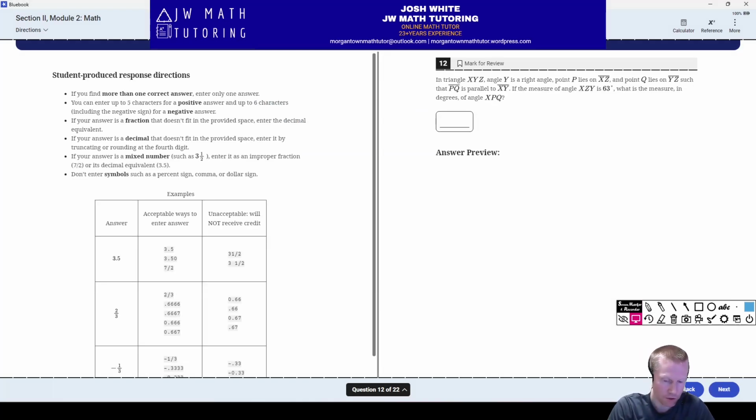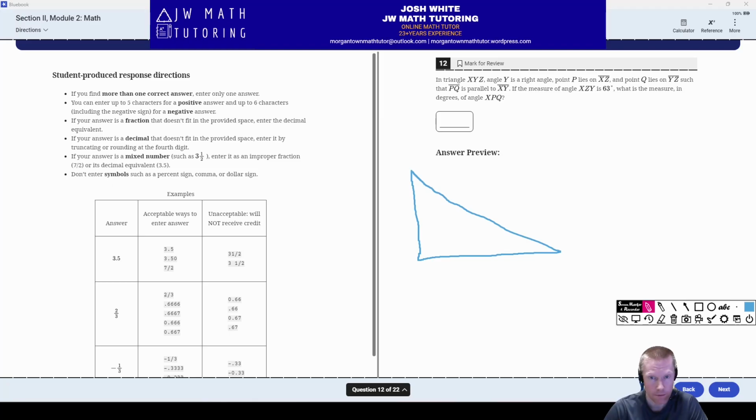Next up, we have question number 12, a triangle problem. So you have a right triangle. Maybe it looks something like this. And I labeled with y here and x down here. The reason is because I think it's a little easier to understand if you do it this way. P is on XZ, so point P is right here. And Q is on YZ. So here's point Q. And now if I draw this line, PQ, it's parallel to XY. So this ends up being parallel, okay, to this.